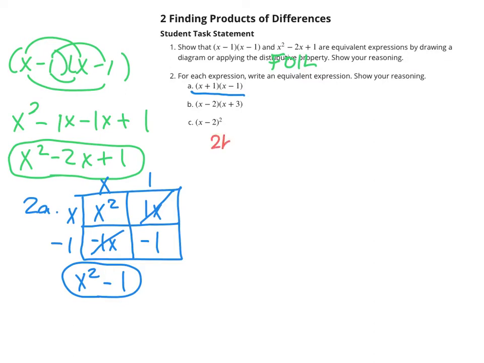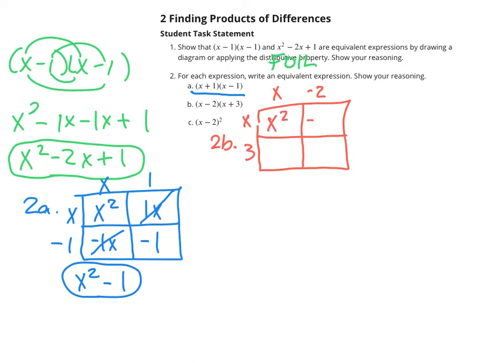Okay, 2b. Let's do another rectangle. Just trying to practice all the methods. X minus 2, x plus 3, top and bottom, x squared, top and bottom, negative 2x, positive 3x, and a negative 6. I get x squared, a negative 2x and a positive 3x is a positive 1x. And we don't normally write those ones, but if you're not comfortable leaving it off, it's no big deal.